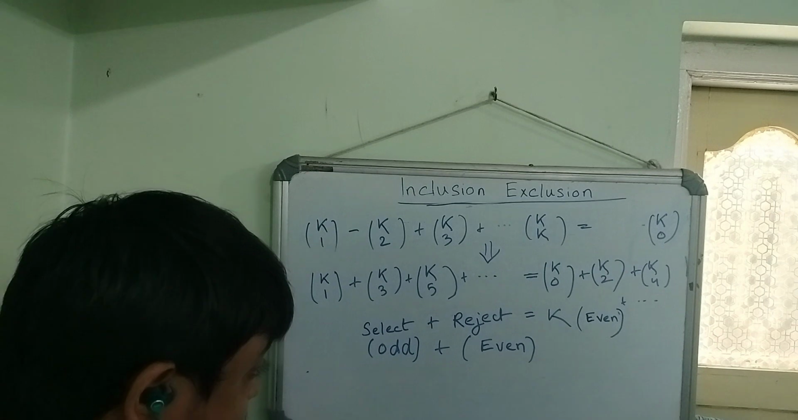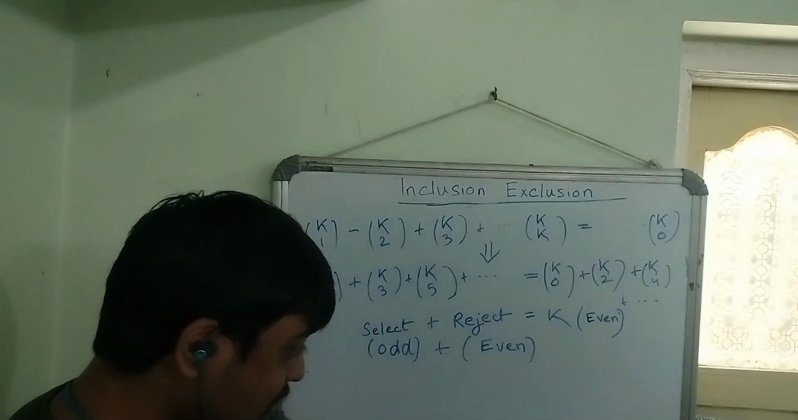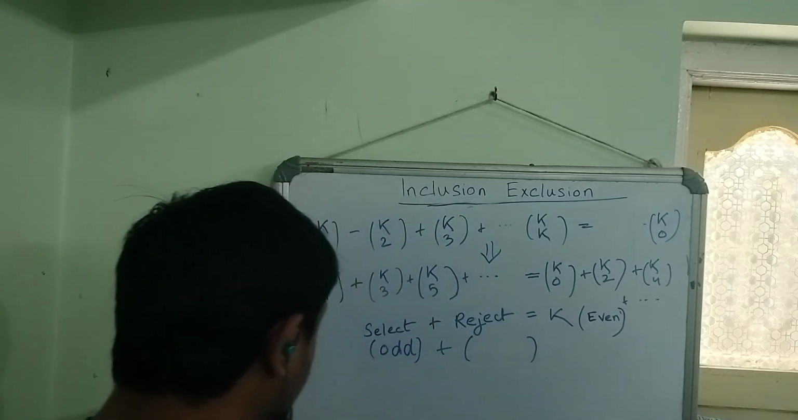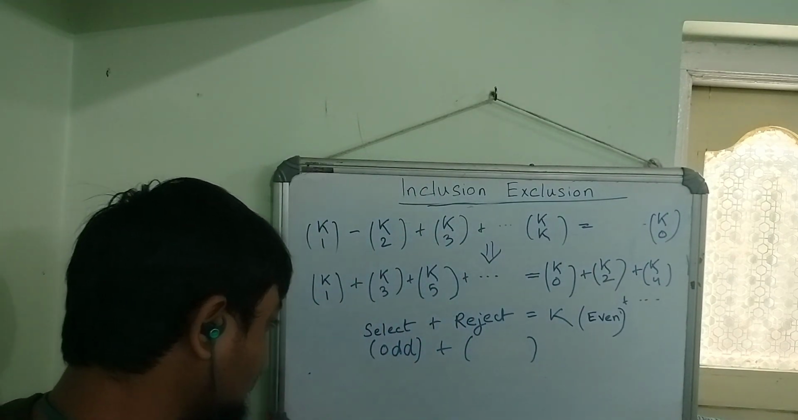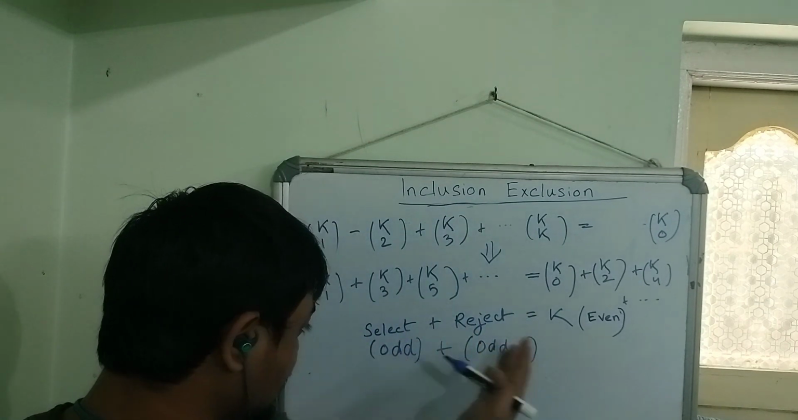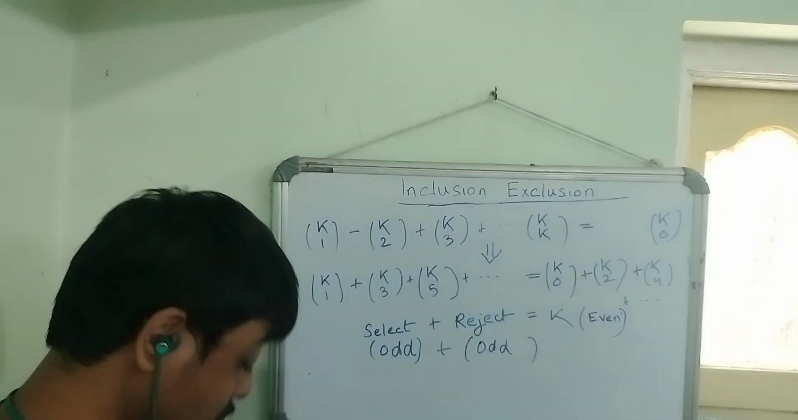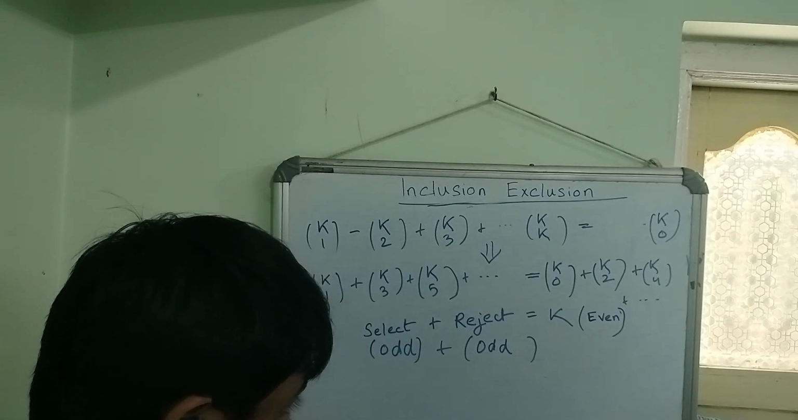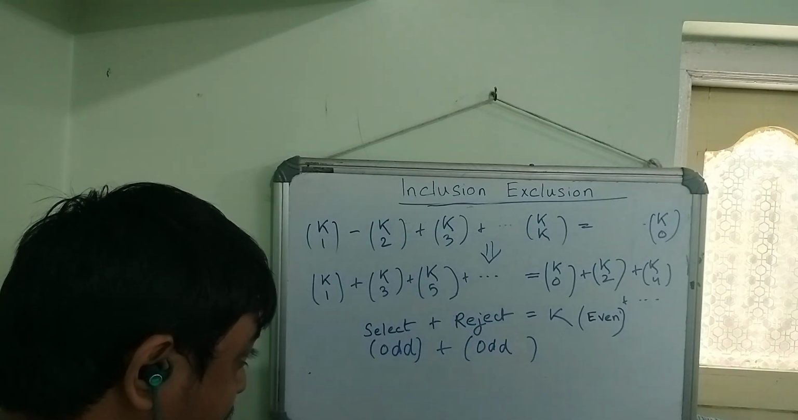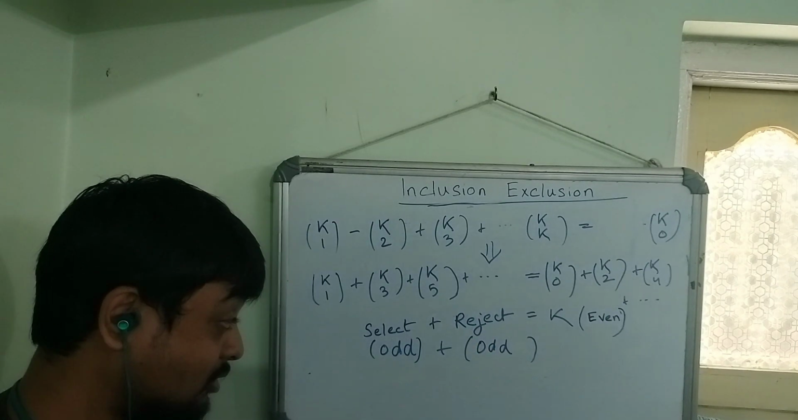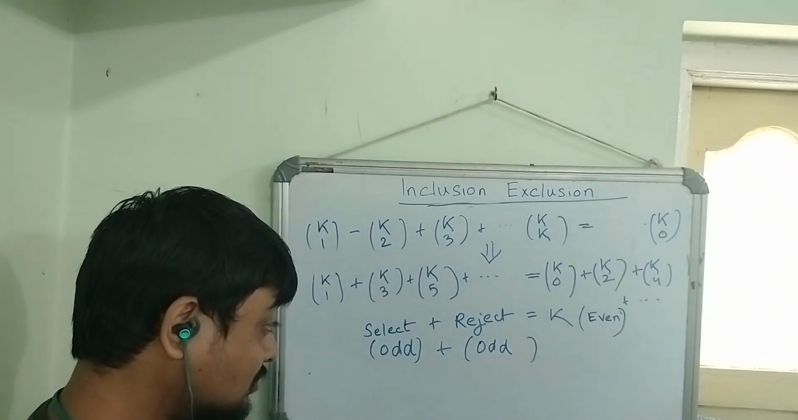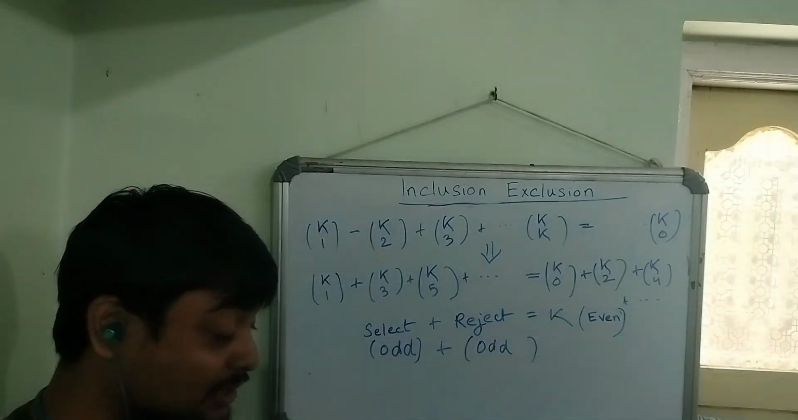If k is even, then if we select an odd number of elements, we are also rejecting an odd number of elements, because odd plus odd will only make even. So we are not forming an odd subset and an even subset hand in hand simultaneously. And it seems like we are at a loss. We can't apply the same logic here.